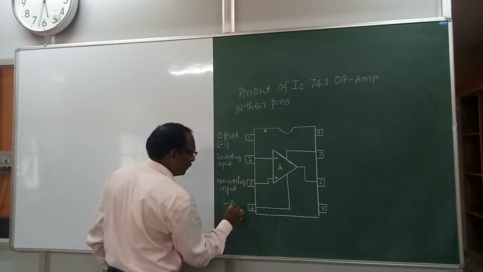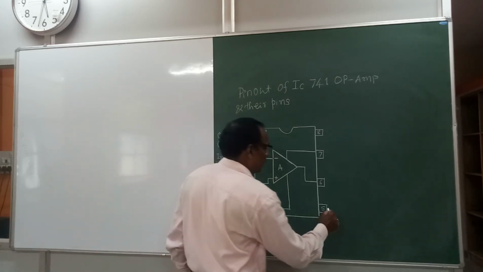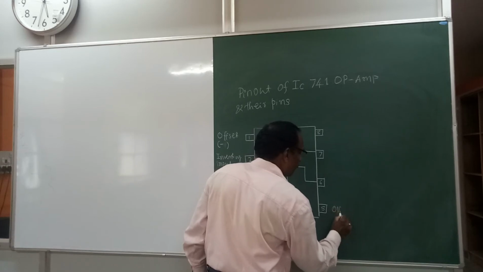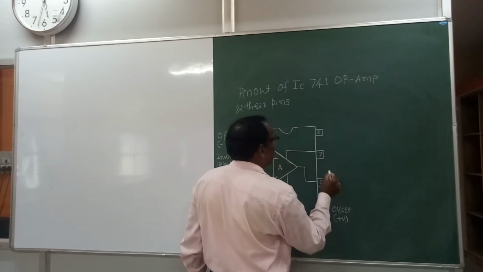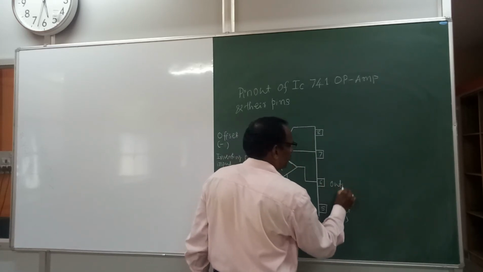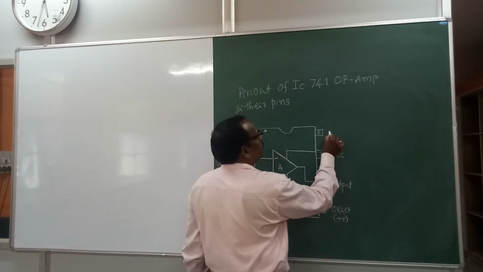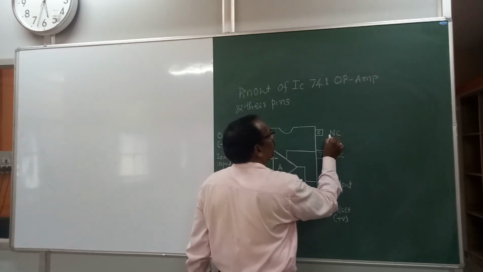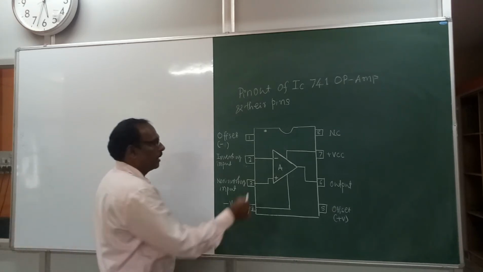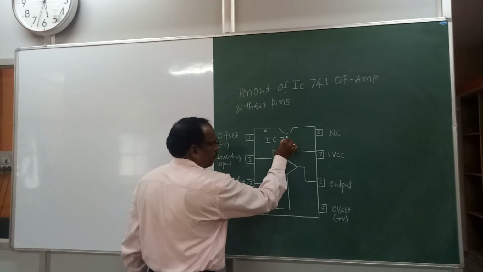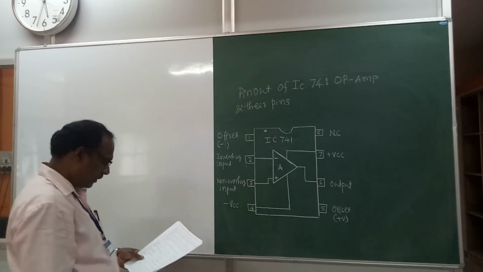Pin number 4 is negative VCC. Pin 5 is offset, that is positive. Pin 6 is the output, pin 7 is positive VCC, and pin 8 is no connection, NC. This is the IC 741 pinout or pin configuration.